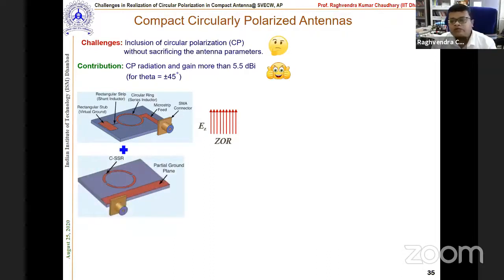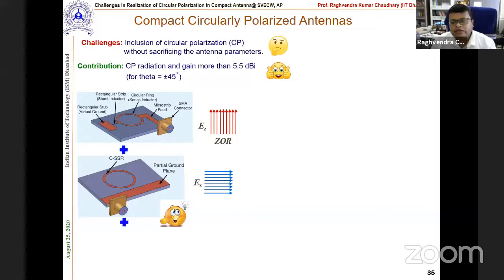Now, at the bottom side, we kept a partial ground plane. When we use a partial ground plane, we are compromising with the capacitance, and now we can expect a good amount of bandwidth. And we intentionally put a circular split ring resonator, and it provides you the EX component. So this ZOR antenna we designed is based on expertise our research group already has in developing ZOR antennas by the CRL or epsilon negative approach. We reported many things over this. Then the question was how we can accommodate this kind of fields over the plane. I'll explain this a little bit again. So this was the idea.